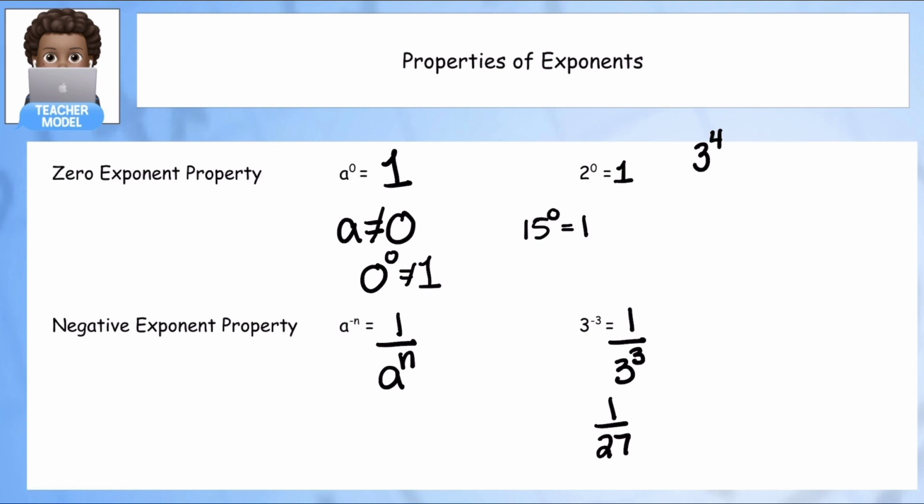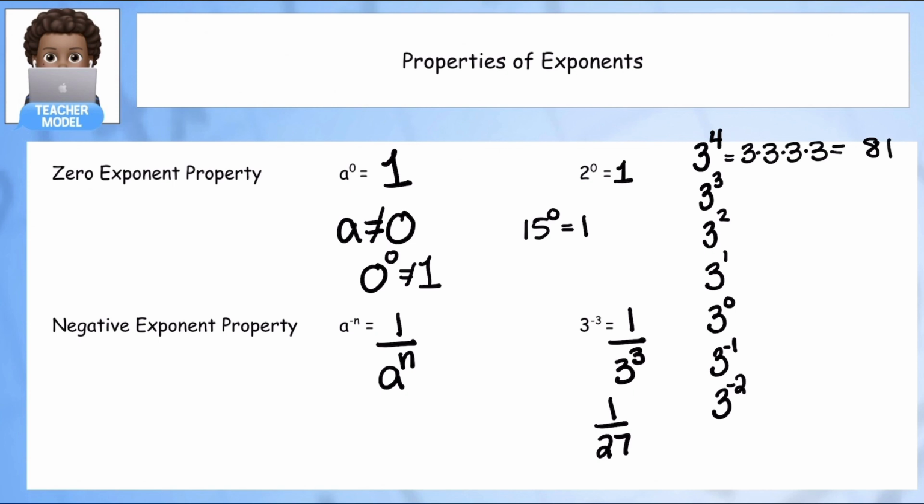Here's 3 to the 4th, 3 to the 3rd, and they're going to descend. My exponents will descend. 3 to the 2nd, 3 to the 1st. And we're going to use this to figure out 3 to the 0, 3 to the negative 1, and 3 to the negative 2. So if I wanted 3 to the 4th power, I would rewrite it as 3 times 3 times 3 times 3, which is the same as 81.